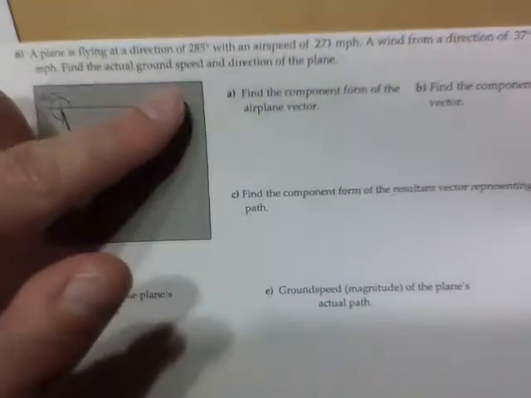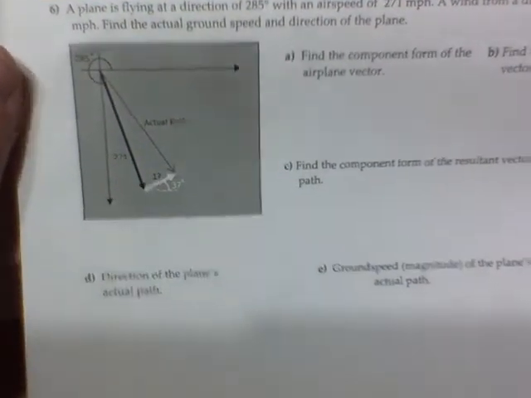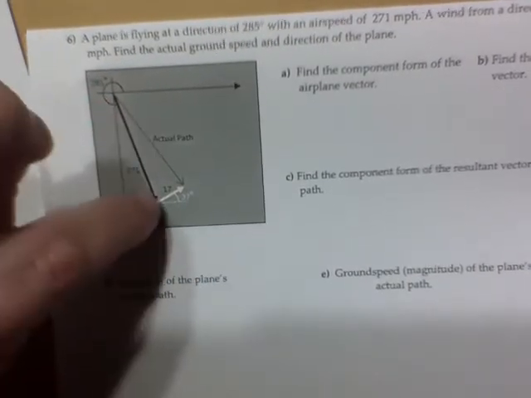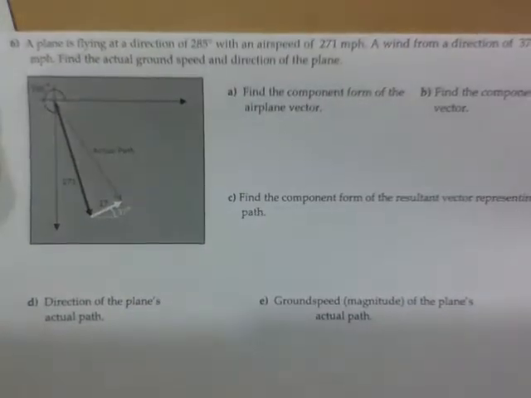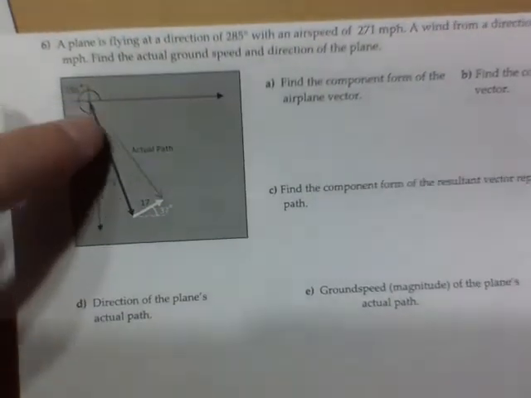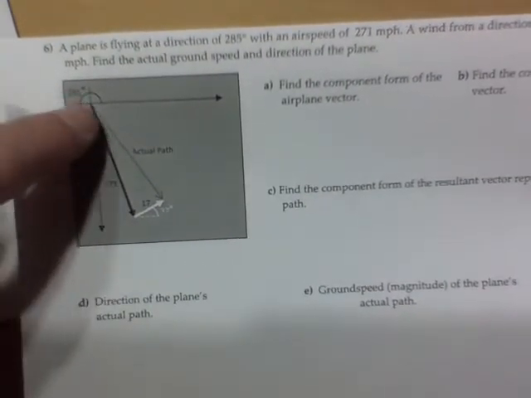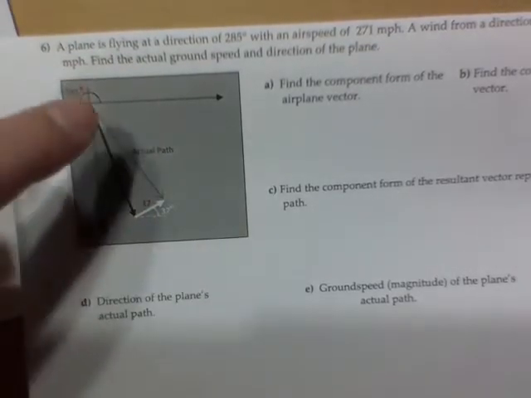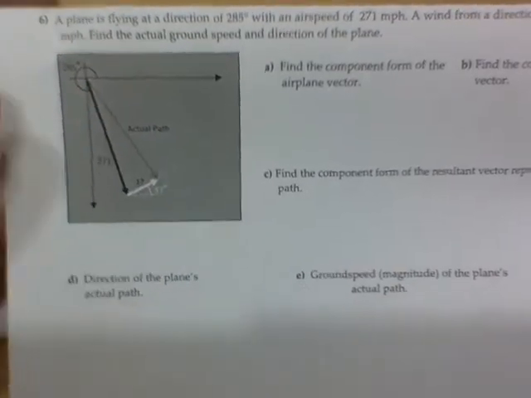All right, then we have this next visual of what's happening. A plane is flying in a direction of 285 degrees. So we've got a plane and it's flying in this path here in the dark line with an airspeed of 271. And so you'll notice that they labeled the length, if you will, even though it's the magnitude or the speed, as 271.